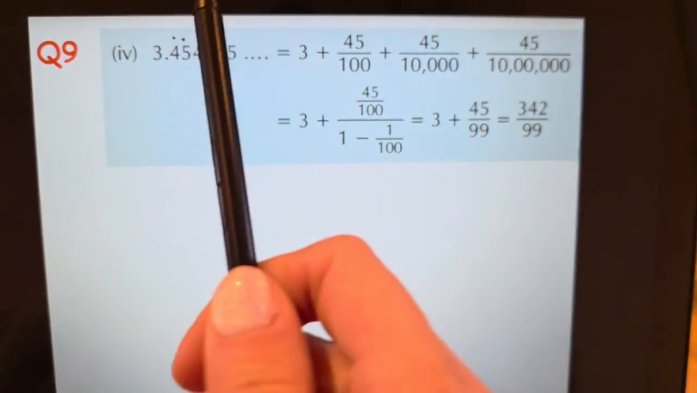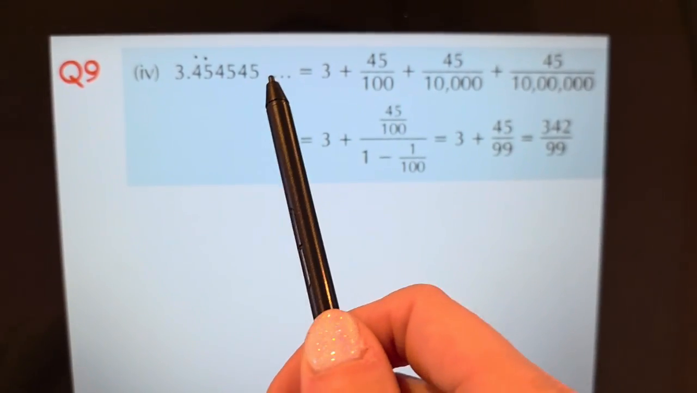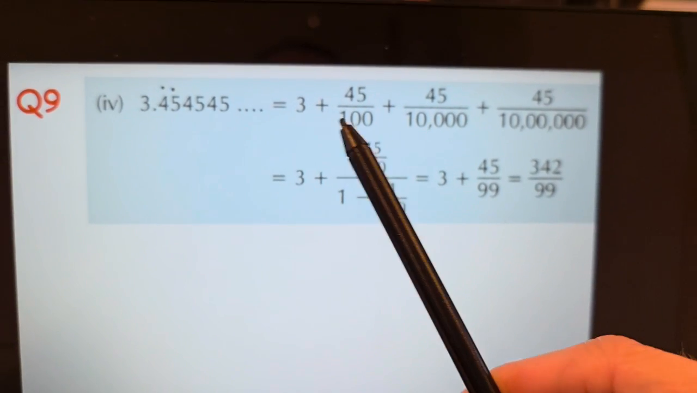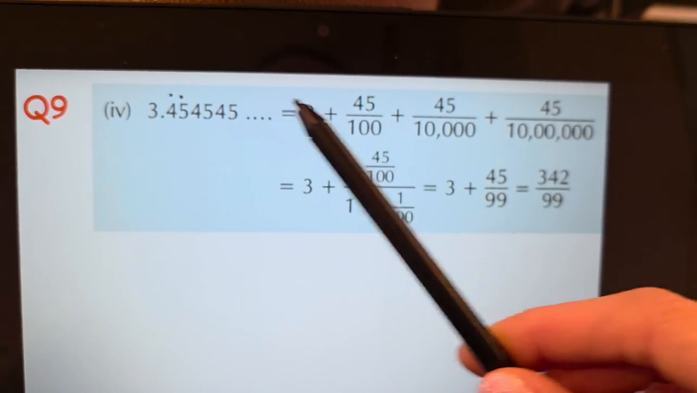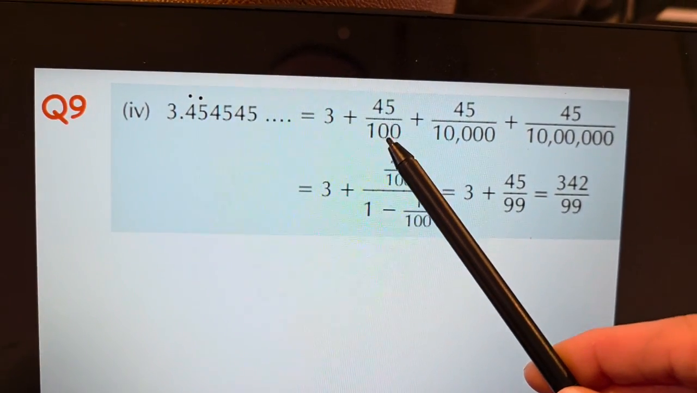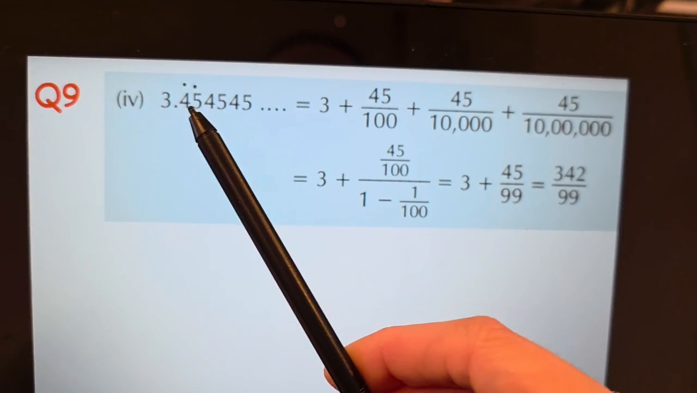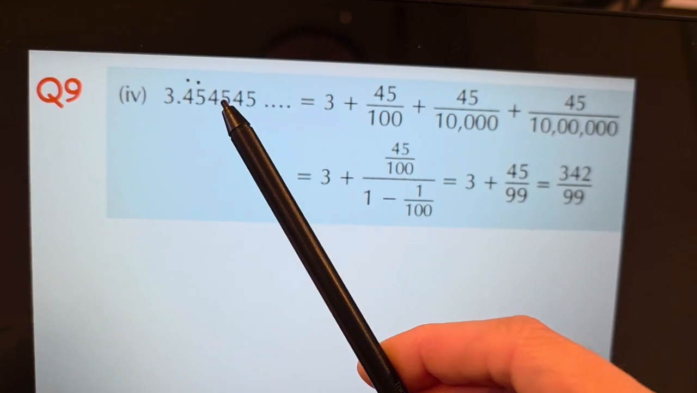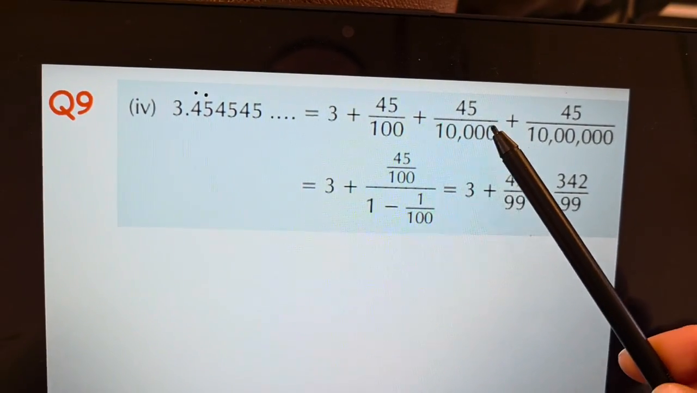3.454545. Okay, so write it out as the sum of its parts even. 3 whole units plus. The first pattern is the 45, so 0.45 or 45 over 100. The next 45 is 0.0045 or 45 over 10,000.